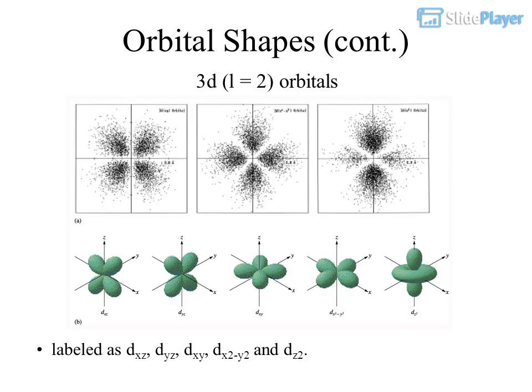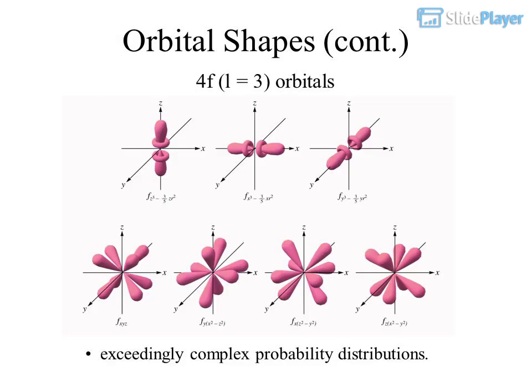Orbital shapes, continued. 3d, l equals 2, orbitals are labeled as dxz, dyz, dxy, dx²−y², and dz². 4f, l equals 3, orbitals have exceedingly complex probability distributions.